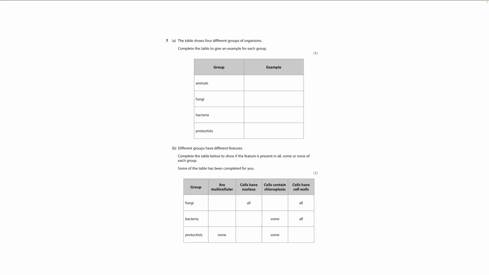Now I'll give this question a go. Here's how I answered it. With a valid example for an animal, yes, it can be anything even as wild as a dolphin. They accept it all. You could say a starfish for all they care. They'll still give you the mark. And for the other three, I just gave examples that you had to learn. In terms of the table, I just filled it out according to the properties of the different groups.